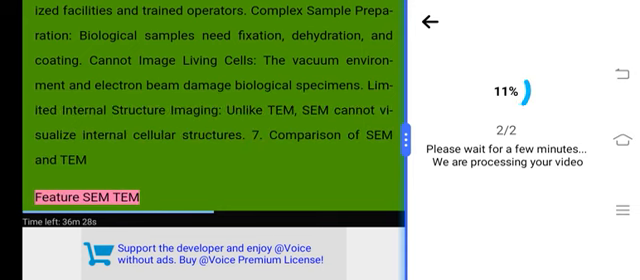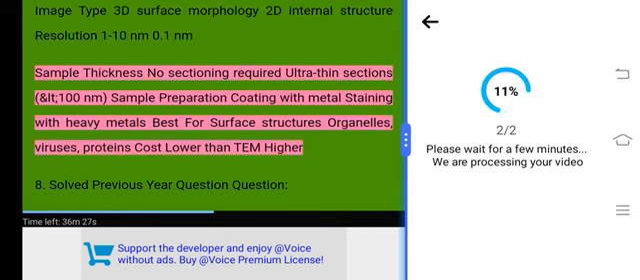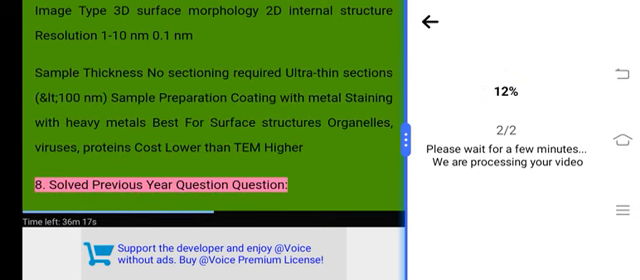Feature: SEM, TEM. Image type: 3D surface morphology for SEM, 2D internal structure for TEM. Resolution: 1 to 10 nm for SEM, 0.1 nanometers for TEM. Sample thickness: no sectioning required for SEM, ultra-thin sections less than 100 nanometers for TEM. Sample preparation: coating with metal for SEM, staining with heavy metals for TEM. Best for: surface structures for SEM; organelles, viruses, proteins for TEM. Cost: lower for SEM, higher for TEM. 8. Solved previous year question.